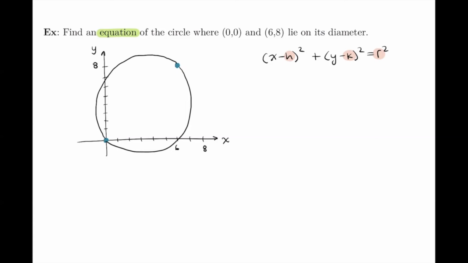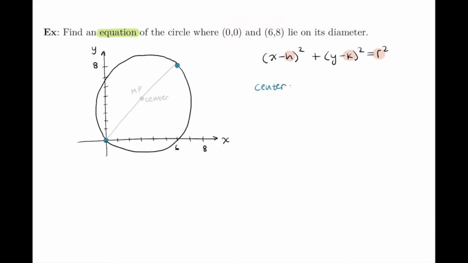So in order to find the center, well, we have 2 points on the diameter. The diameter will always go through the center, and the midpoint of the diameter is going to be exactly in the center. So if we find the midpoint between 0, 0 and 6, 8, that's going to be where the center is located. So let's go ahead and do that first. We're going to find the midpoint between 0, 0 and 6, 8.